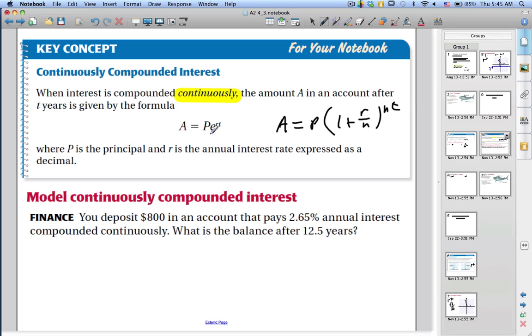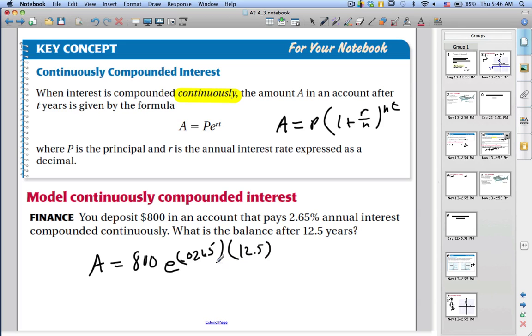And if we're continuous, then we use Pert, principal times e to the rt power, because e has come in to replace 1 plus 1 over n to the n power. So you notice n is gone, but we put r and t into this, and we're ready to go. So in this case, my account balance would be equal to my principal, $800, times e to the rt power. Well, my rate is 0.0265, and my time is 12.5 years.